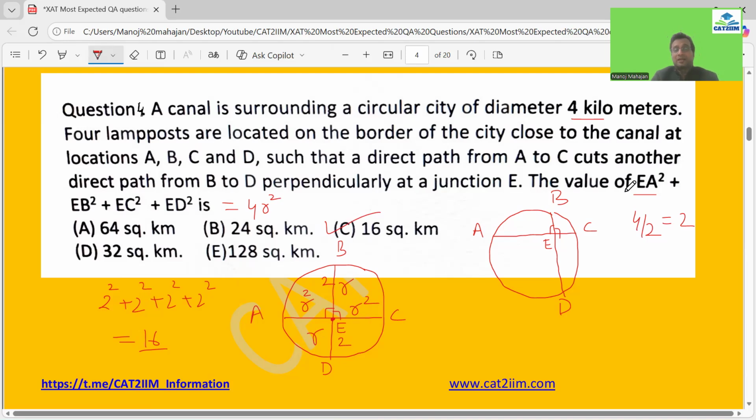So this result can be used whenever in a circle you have two chords intersecting each other and they are perpendicular also, right? That condition should be there. So this sum will always be 4r square. So I did it with the freedom, with ease. I also made a result for you, so you can use it if you get something like this in the XAT paper.